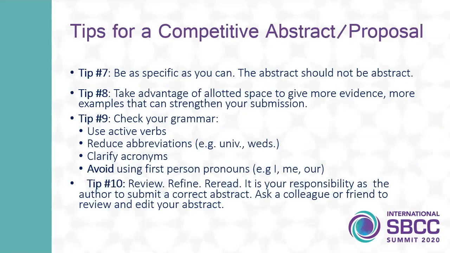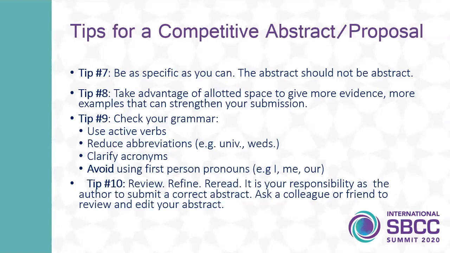Tip number 7 is to be as specific as you can. Your abstract shouldn't be abstractly related to the conference themes. Remember that the conference themes are what you need to link to for a successful submission, and link your discussion and your findings back to those themes in a concrete way.